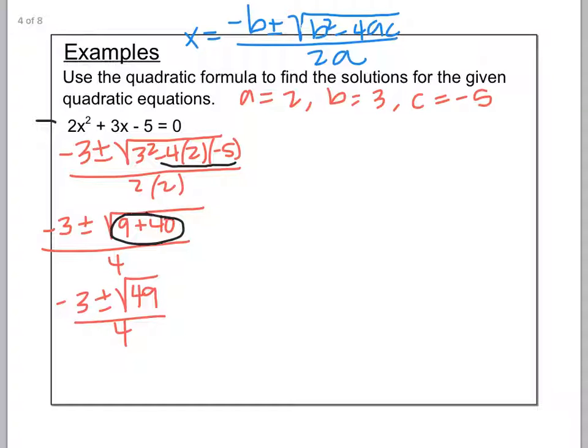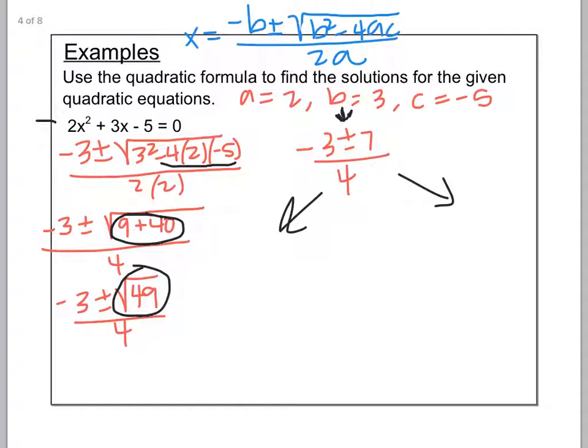Now my last step is to simplify the square root of 49. That's going to give me a whole number, 7, so I'm going to end up with negative 3 plus or minus 7 over 4. Now from here I'm almost done. But because of this plus or minus right there, I'm going to want to split this into 2 equations to solve. One's going to be negative 3 plus 7 over 4, and my second is negative 3 minus 7 over 4.